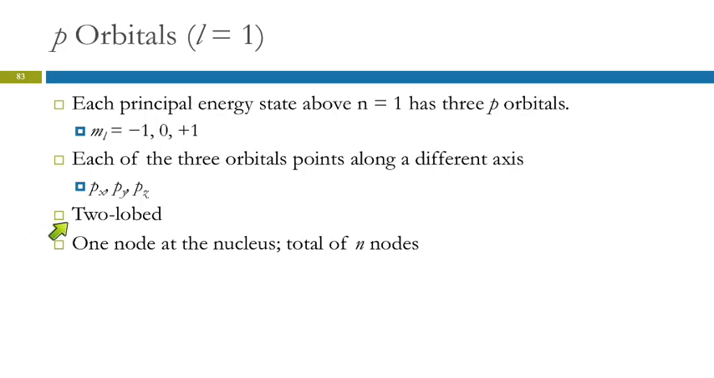The p orbitals are 2-lobed, so they have one node at the nucleus, and then as you get larger and larger, they also have additional nodes, somewhat like the s orbital did.